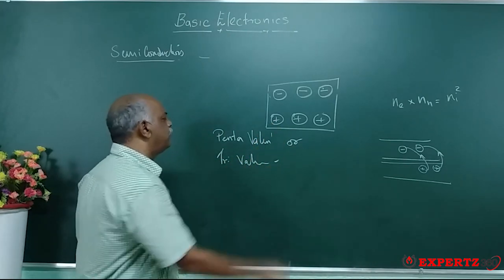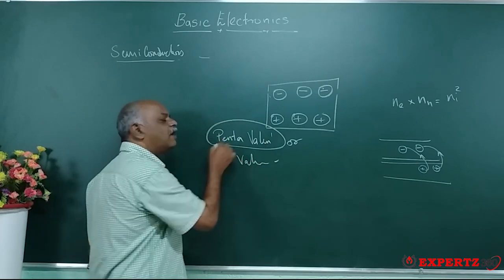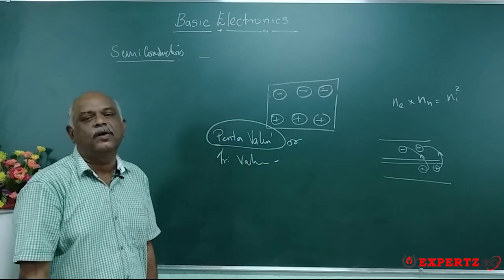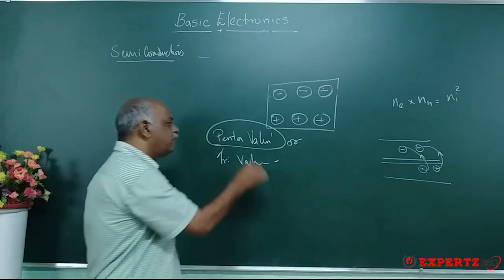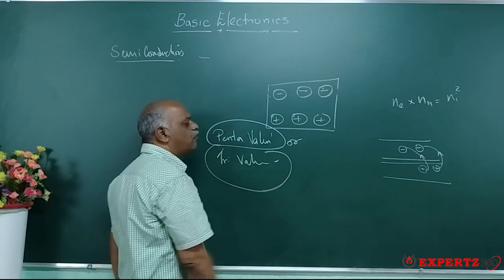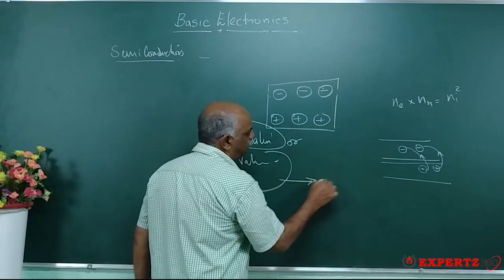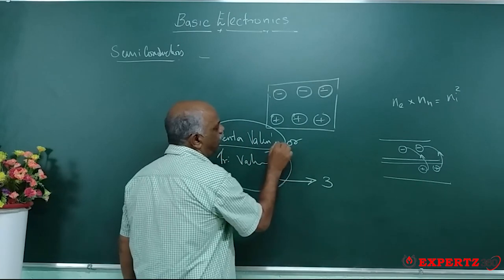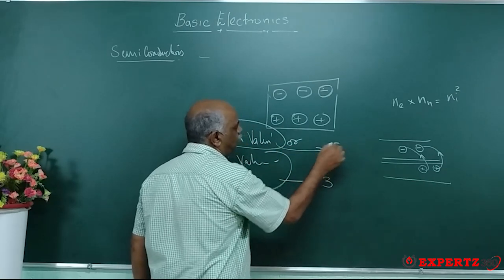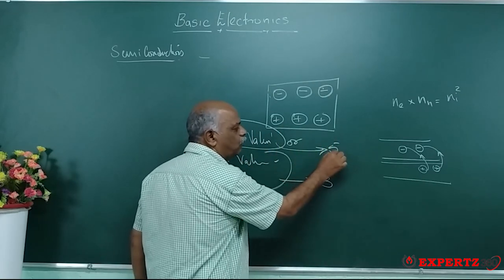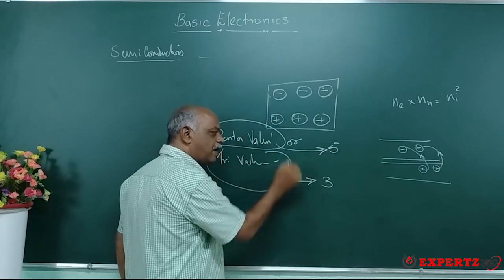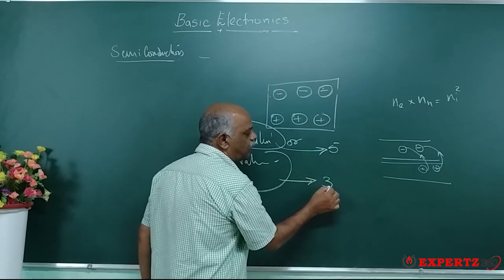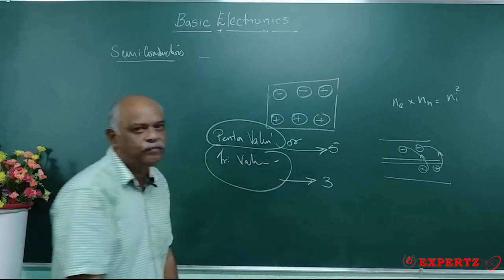What do you mean by this pentavalent? The outermost orbit consists of 5 electrons. That is what we call a pentavalent atom. Trivalent means the outermost orbit consists of 3 electrons. This is the outermost orbit, how many electrons? 3 electrons. And this you have 5 electrons. So pentavalent atom means the outermost orbit has 5 electrons. Trivalent atom means the outermost orbit consists of 3 electrons.